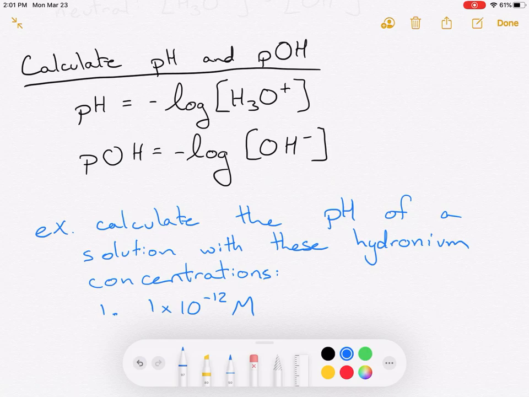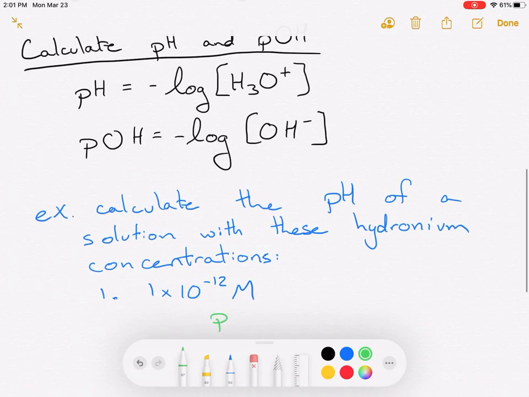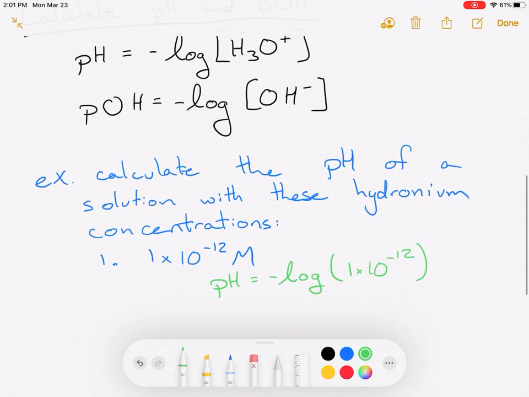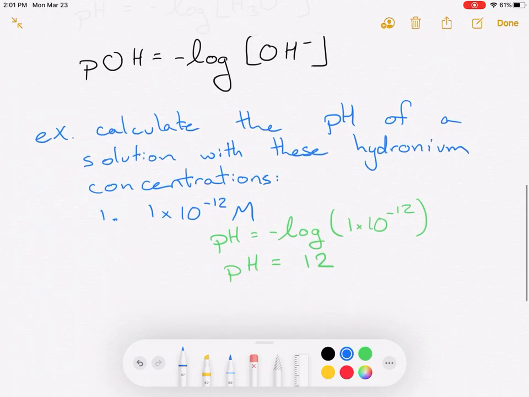So instead of writing a bunch of things with negative exponents, it's so much easier to, if I were to find the pH of this, so we said that pH is going to be equal to the negative log of that concentration, so 1 times 10 to the negative 12. Our pH is now just going to be 12. Now, isn't that a much easier number to work with? So that's why we came up with it.